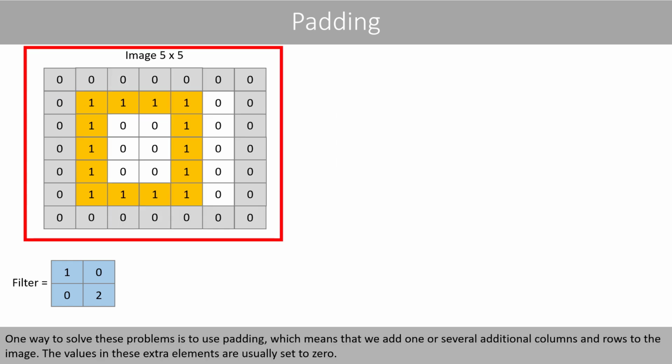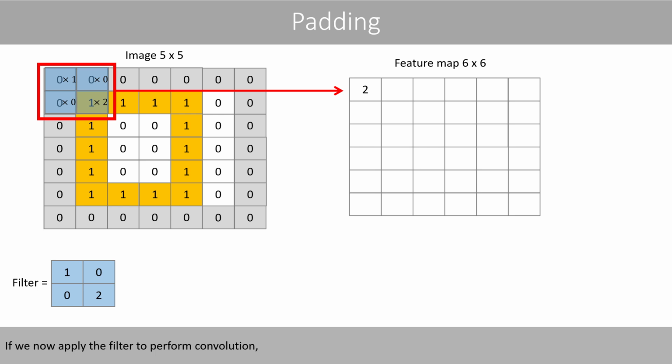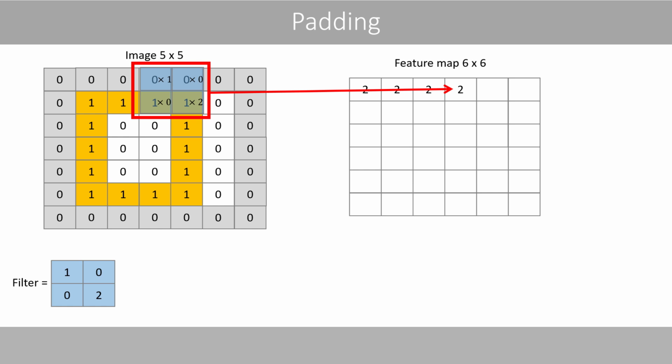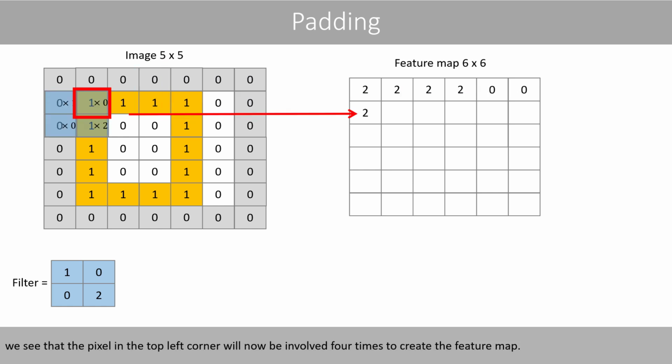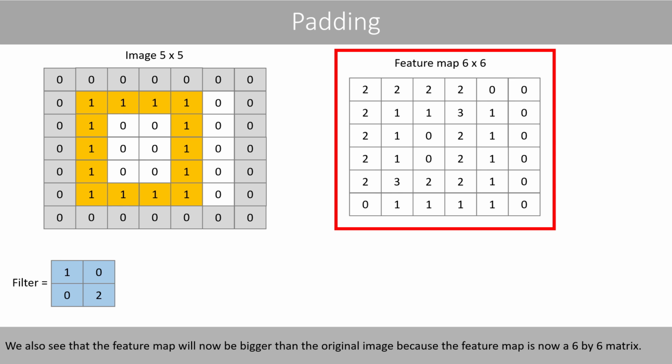One way to solve these problems is to use padding, which means that we add one or several additional columns and rows to the image. The values in these extra elements are usually set to 0. If we now apply the filter to perform convolution, we see that the pixel in the top left corner will now be involved 4 times to create the feature map. We also see that the feature map will now be bigger than the original image because the feature map is now a 6x6 matrix.